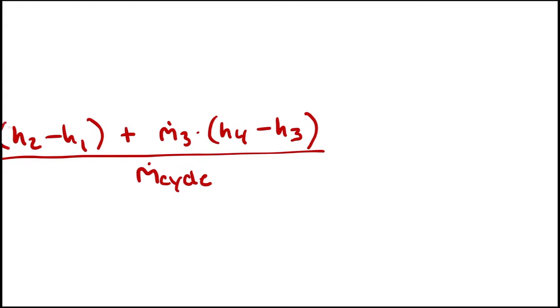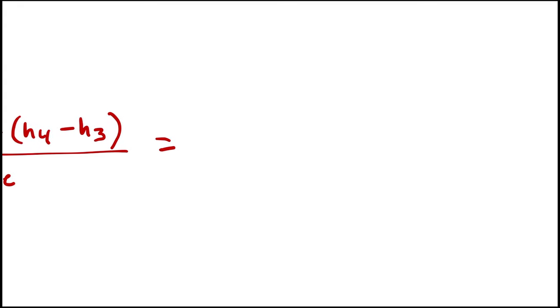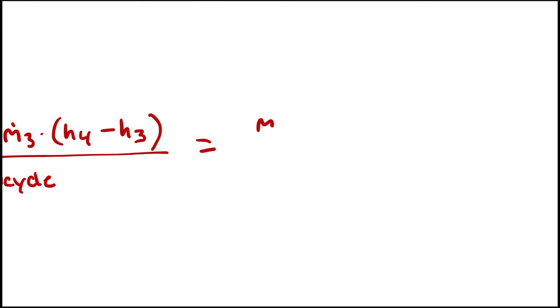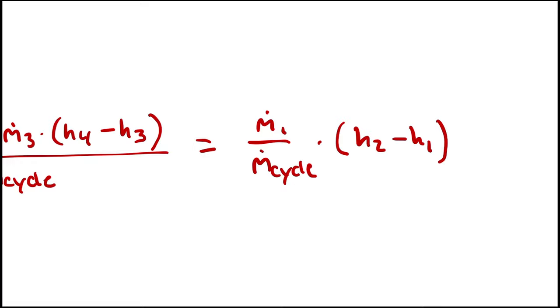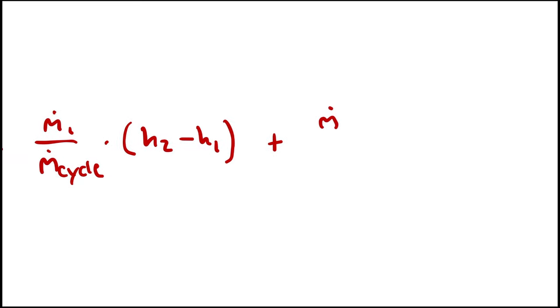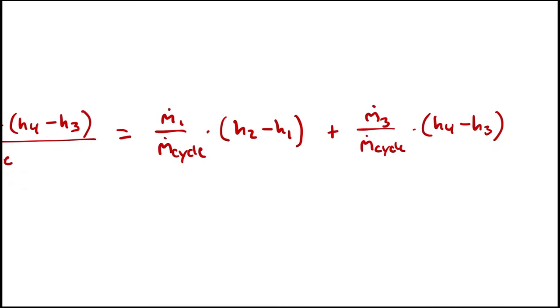So if we were to write this as a proportion of mass flow rates, I'm essentially splitting the denominator here. So I'm writing m dot 1 over m dot cycle times the quantity H2 minus H1 plus m dot 3 divided by m dot cycle times H4 minus H3. It's not the mass flow rates that matter, it is the proportion of mass flow rates that matters.